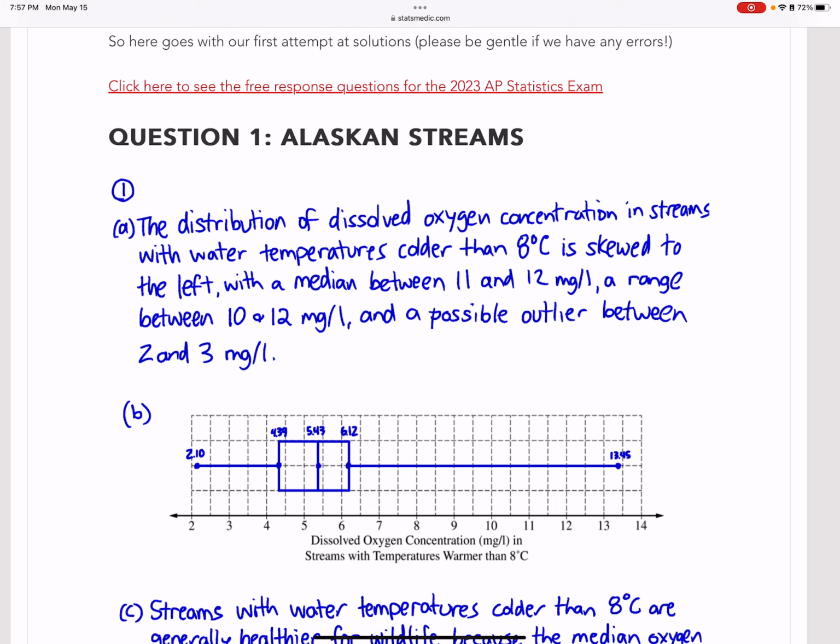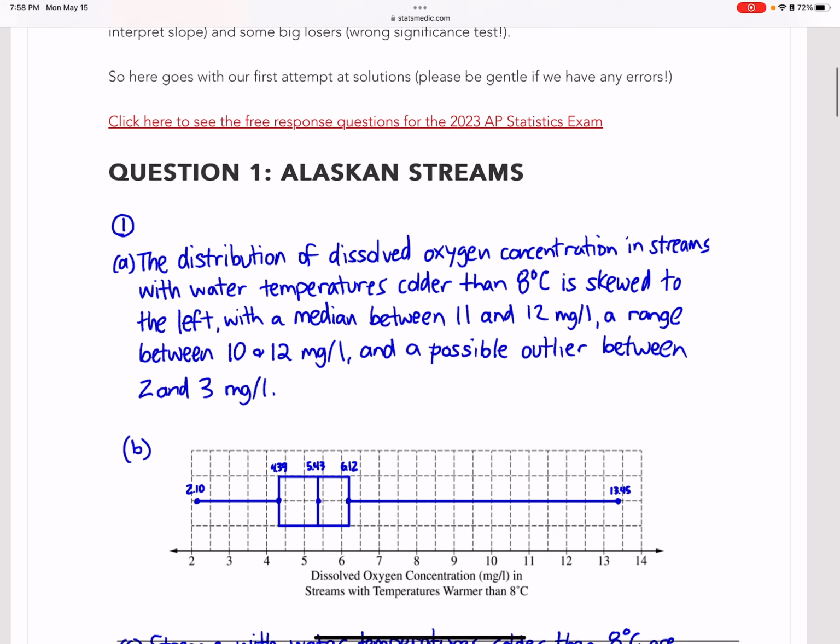Shape: the shape is going to be skewed to the left. The spread, you can talk about the range, that it's somewhere between 10 and 12, or you could talk about the IQR. And a possible outlier is between 2 and 3 milligrams. And then you're going to talk about the context, that it's dissolved oxygen concentration in streams.